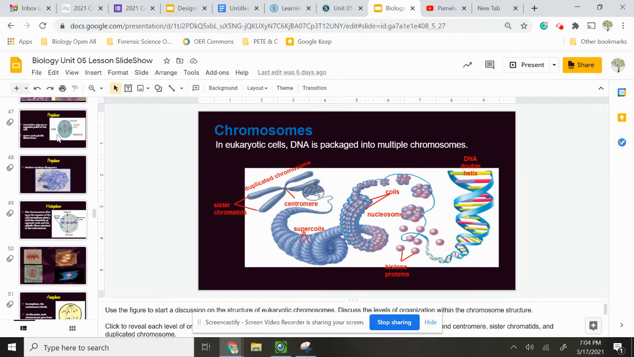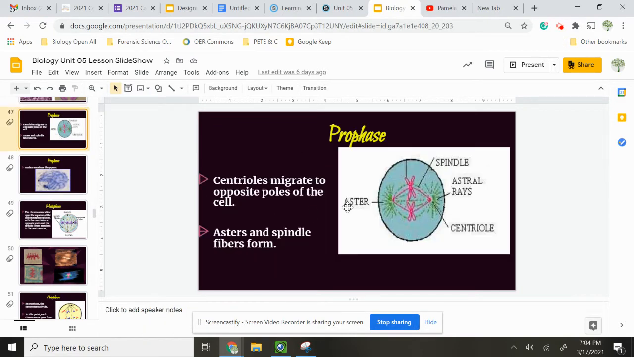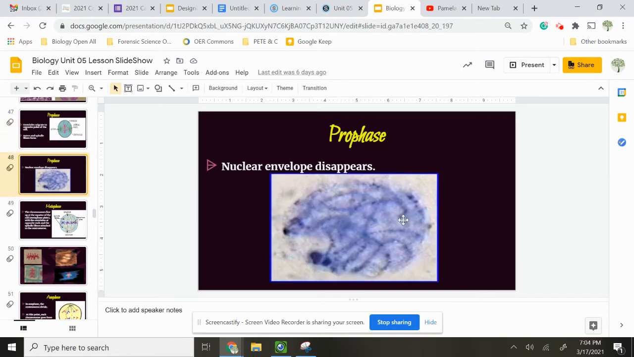Sliding on down here, there's basically the same picture I drew. Okay, there's your prophase. This is prophase under the microscope. You can see the condensed chromatin on the inside, the condensed DNA.